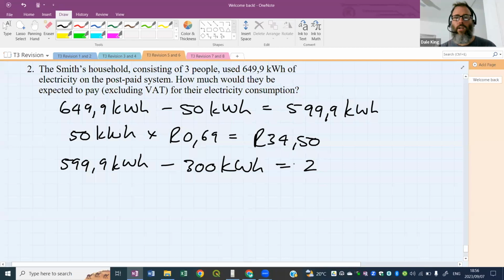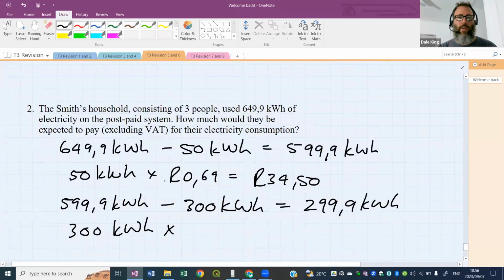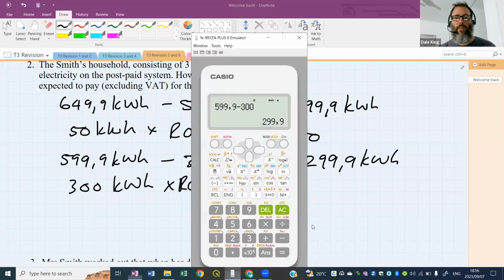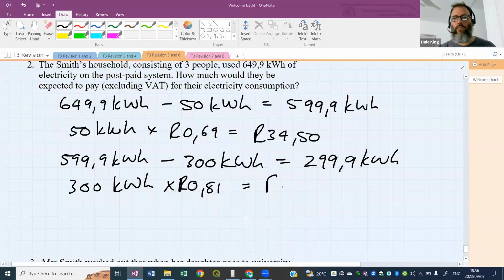299.9 kilowatts. That's how much I have left. This 300 is charged at 0.81 rands per kilowatt hour. Each one of those kilowatts is 0.81. So 300 times 0.81 is 243 rand.